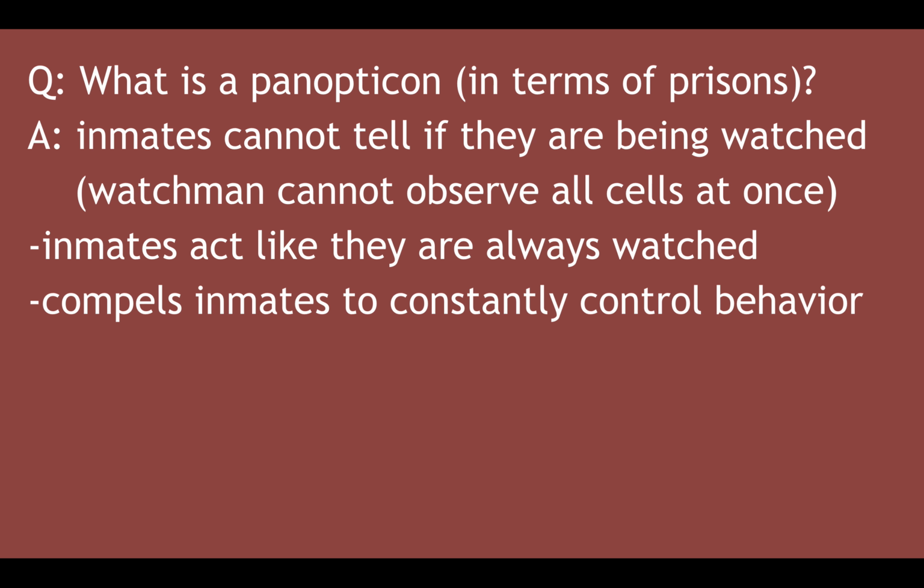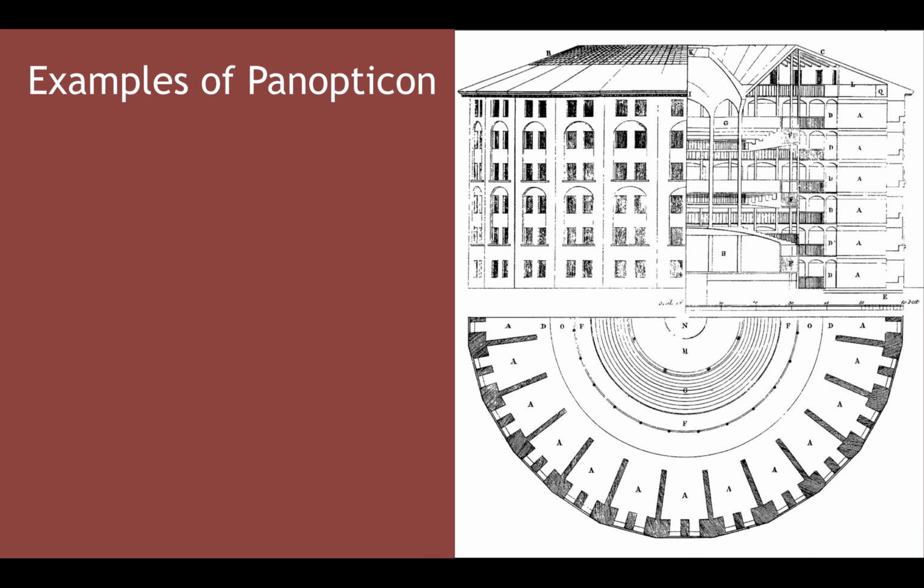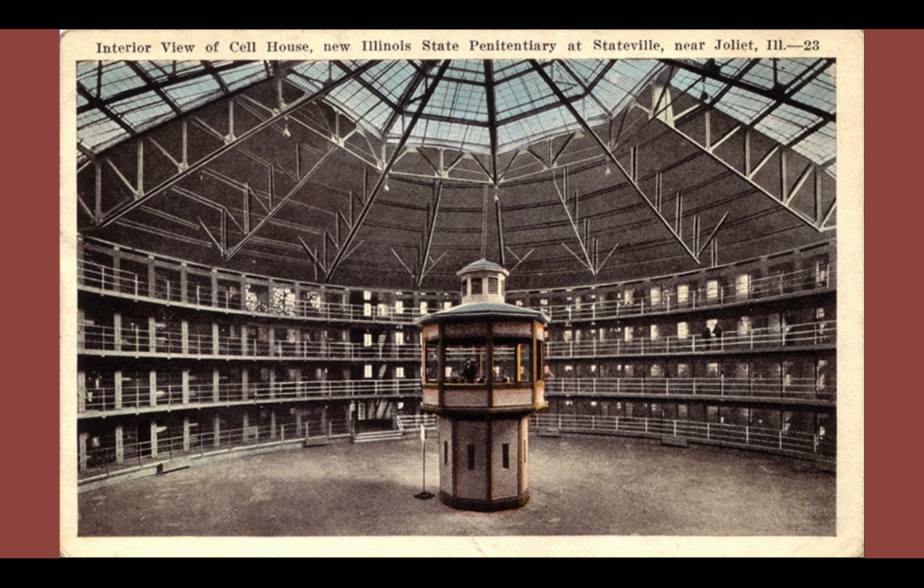Let me show you how a panopticon works so you can have a better idea what it looks like. You see the hemisphere at the bottom, N is right in the middle. A is the cells around the periphery. So the N would be the watchman, and the individual cells would be A around the periphery.